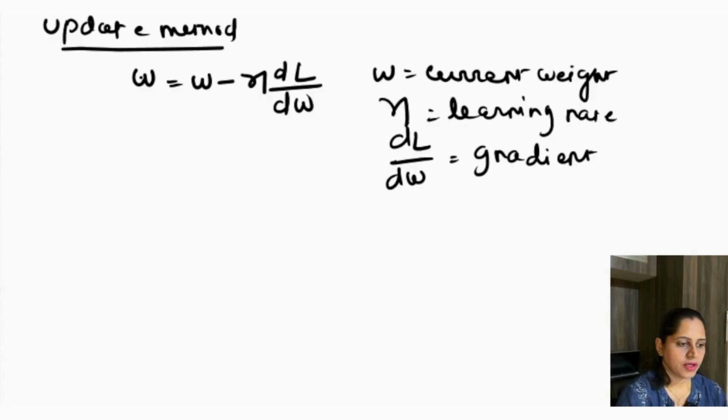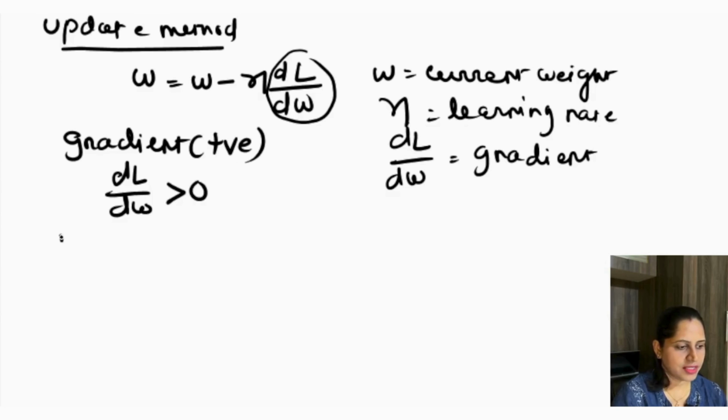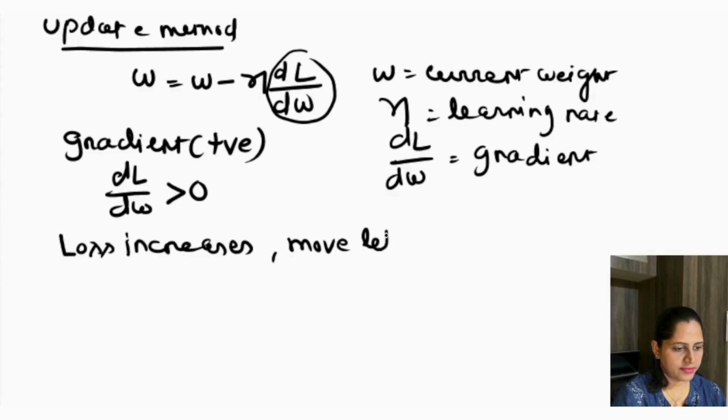From this calculation, suppose my gradient is positive after the derivation. If I get the gradient as positive, that means dL/dW is greater than 0, which means my loss increases. So we need to move left to decrease the weight.